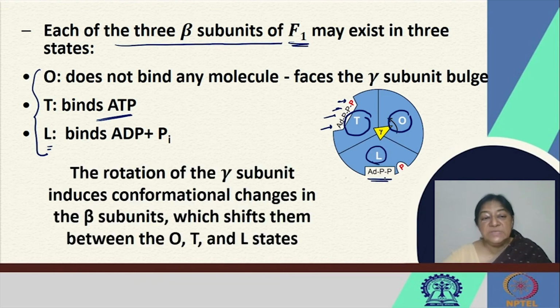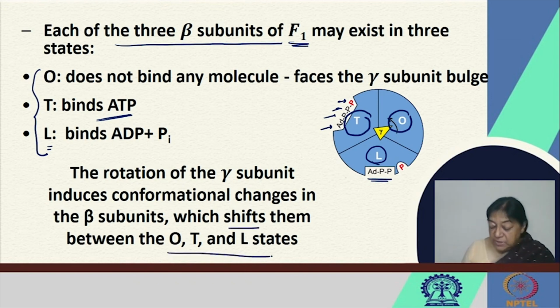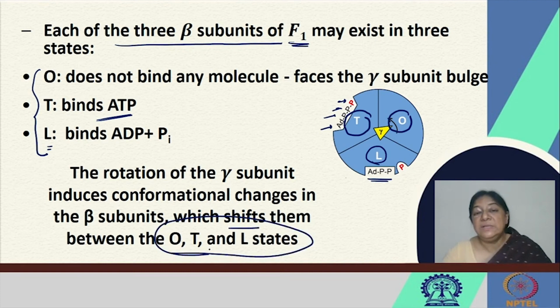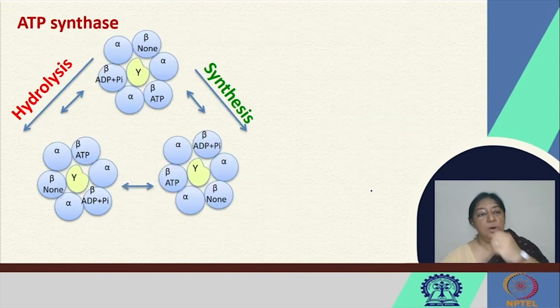Now, what happens is there is the rotation of the gamma subunit. As this rotates, there is a conformational change that is induced in this beta subunit, as a result of which it shifts between the three states. So at one state, the O state, there is nothing bound to it. At one state, there is ATP bound, and at the other state, there is ADP and Pi bound. So based on this rotation, there will be the synthesis or the breakup.